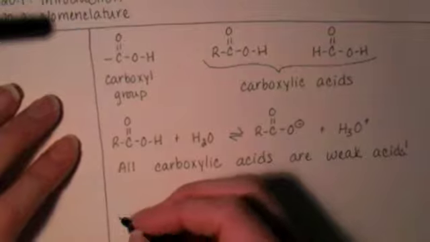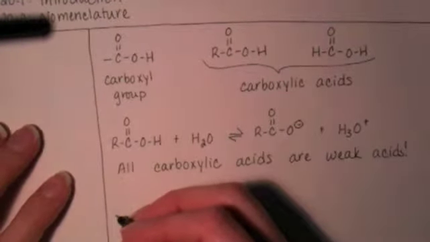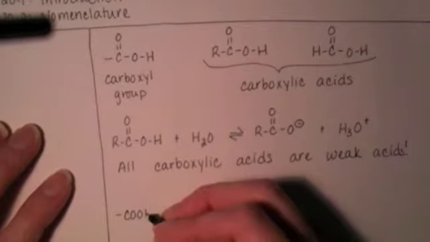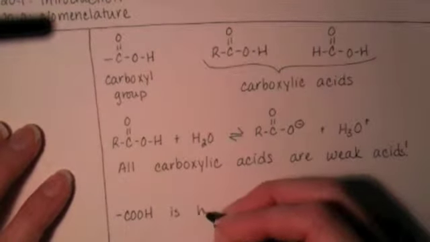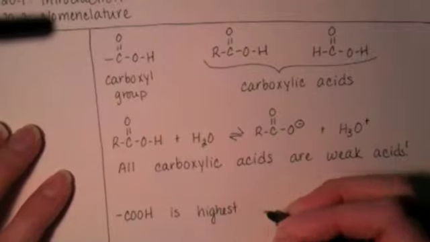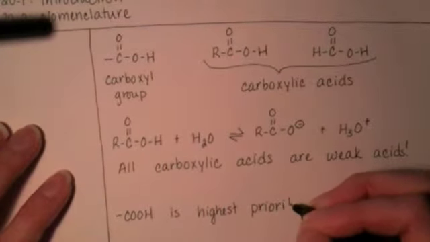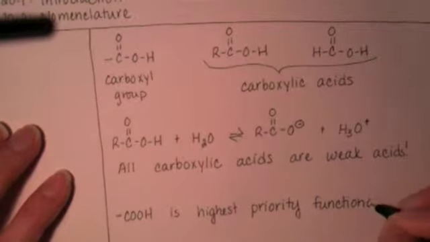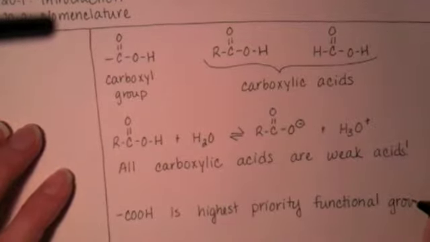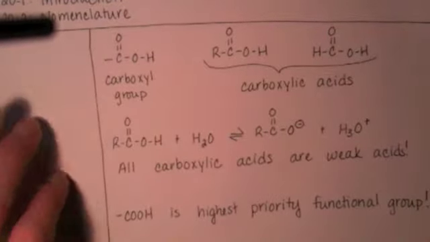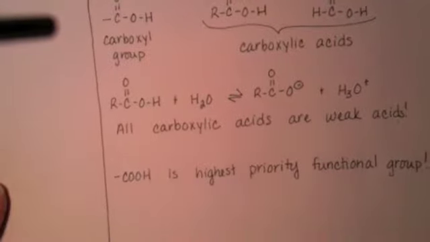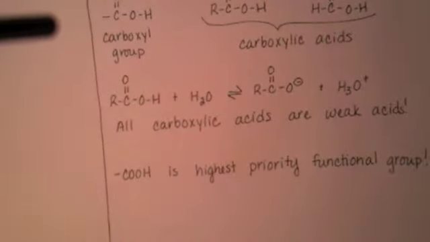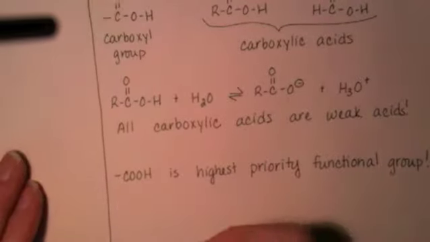As far as nomenclature goes, one of the things that makes naming carboxylic acids really simple is that the carboxyl group is the highest priority functional group. Because of that, if you have a carboxyl group present on a molecule, you have no choice but to name the molecule as a carboxylic acid, which means we don't need to learn how to name carboxyl functional groups as substituents on some other kind of molecule. It's always going to dictate the name of the molecule overall.